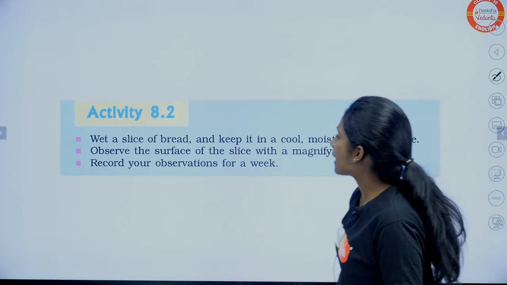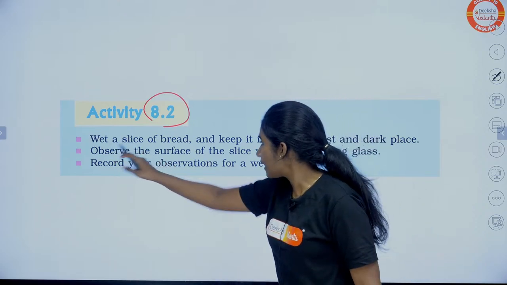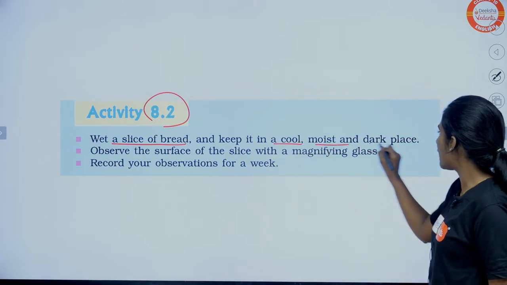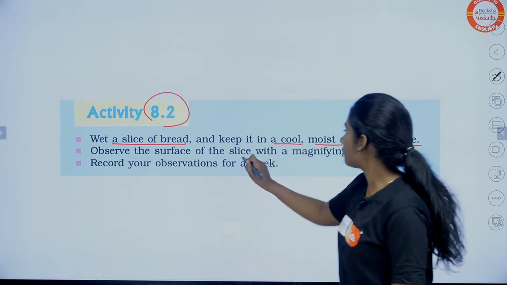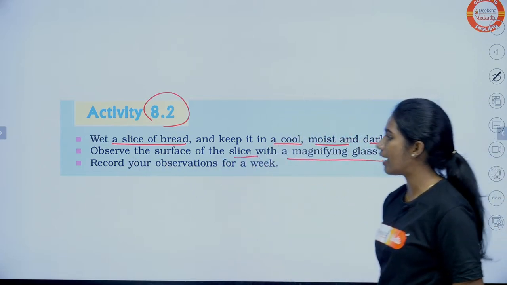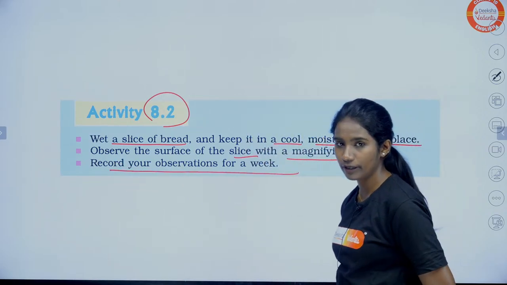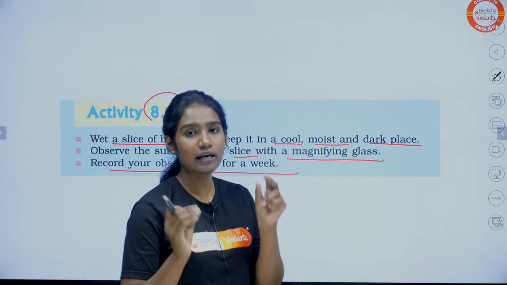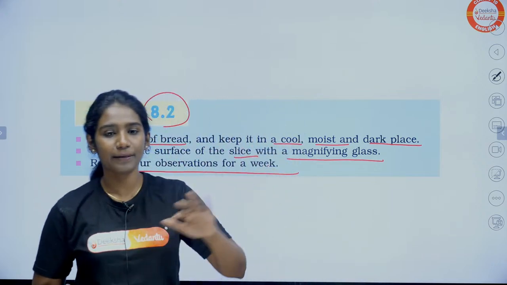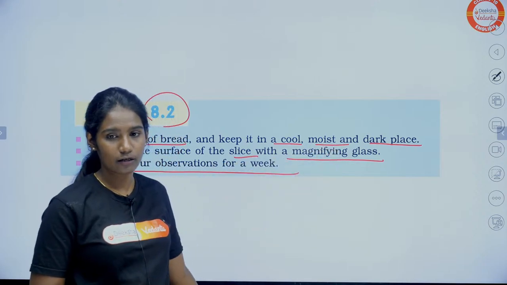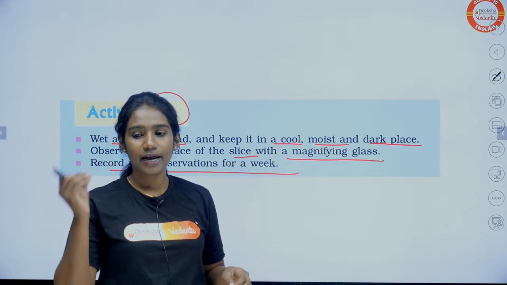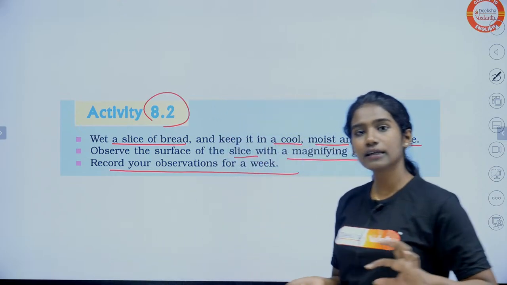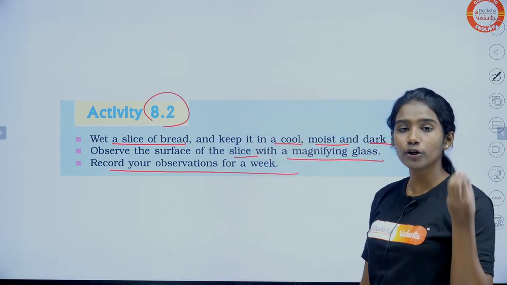That's it. And then the second activity is: wet a slice of bread and keep it in a cool, moist and dark place. Observe the surface of the slice with a magnifying glass. Record your observation for a week. So what are they doing over here? What do you see when the bread is wet? You just keep it in a cool, moist and dark place for some days. You will notice that if the bread is spoiled, it will turn greenish in color. What is that greenish thing that developed over the bread? They want you to observe that.